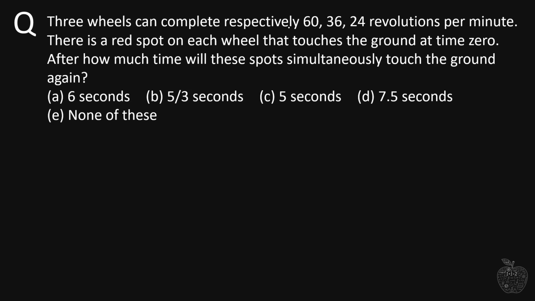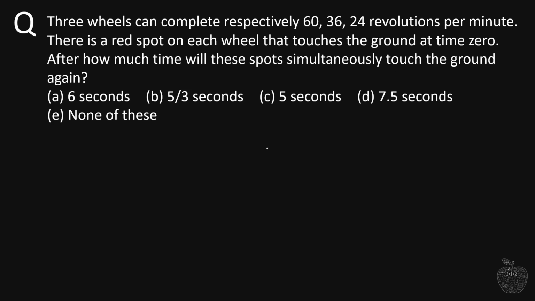Three wheels can complete respectively 60, 36, 24 revolutions per minute. There is a red spot on each wheel that touches the ground at time 0. After how much time will this spot simultaneously touch the ground again?